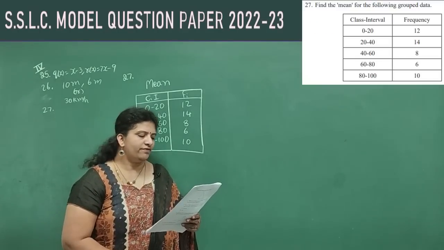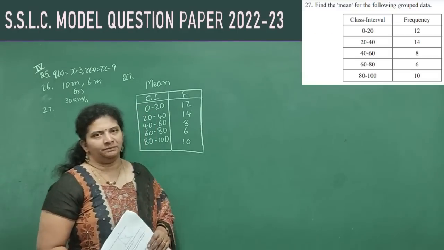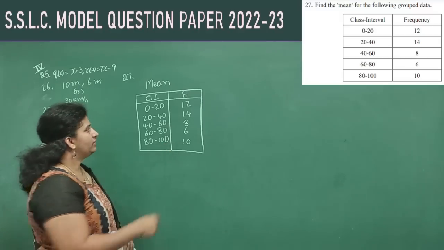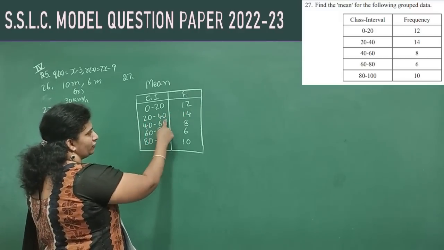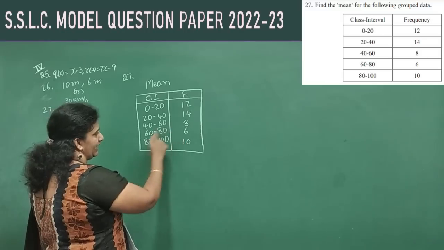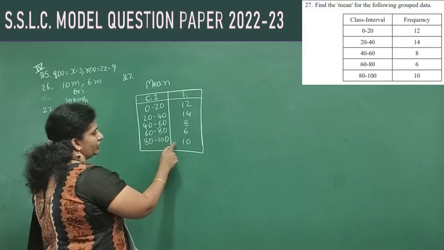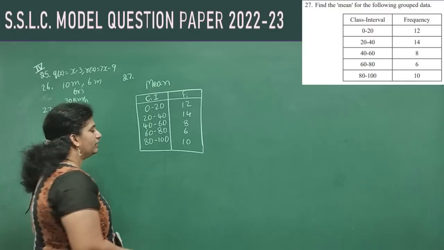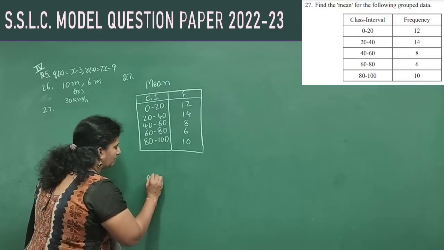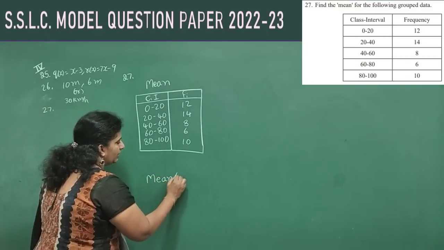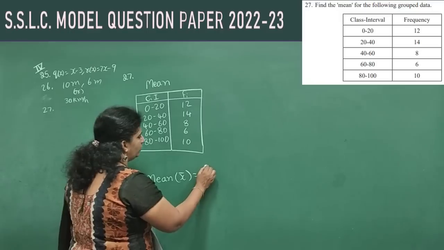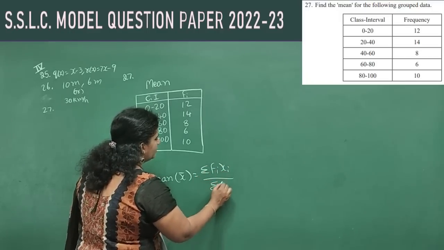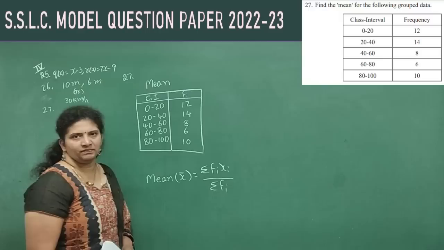27th problem. Find the mean for the following group data. Your data is here. Class interval and frequency is given. 0 to 20, 12, 20 to 40, 14, 40 to 60, 8, 60 to 80, 6, 80 to 100, 10. We are going to find mean for the given data. Mean means immediately we remember a formula. Mean x bar is equal to summation fi xi by summation fi.